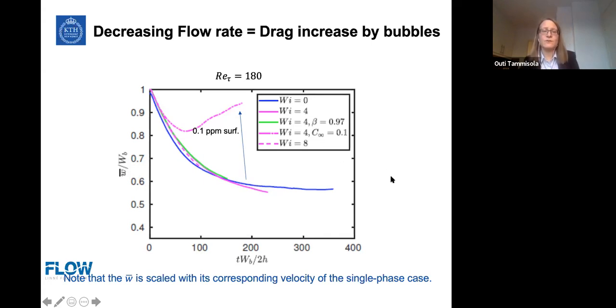So in this way, we can also influence the drag in the flow. So we have seen in our later preliminary studies that by introducing this surfactant, we can restore the polymer drag reduction in bubbly flows to almost the same level as single phase flows.